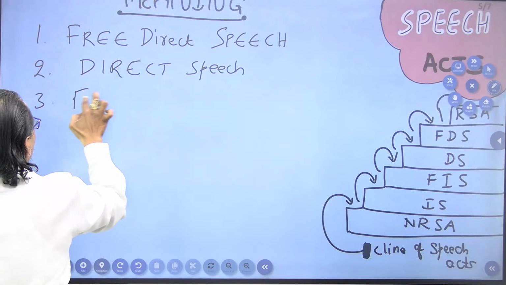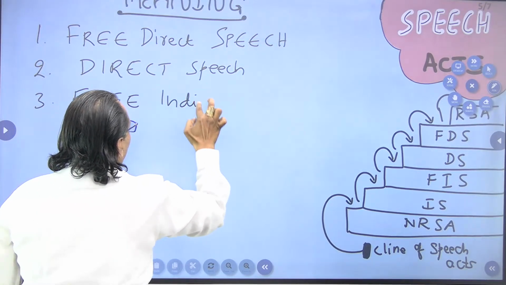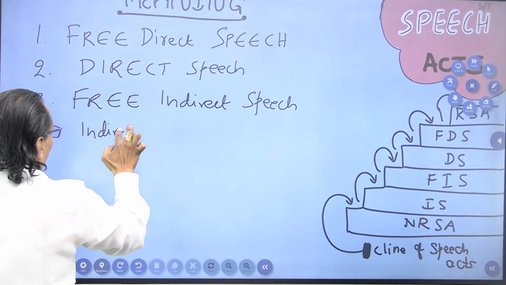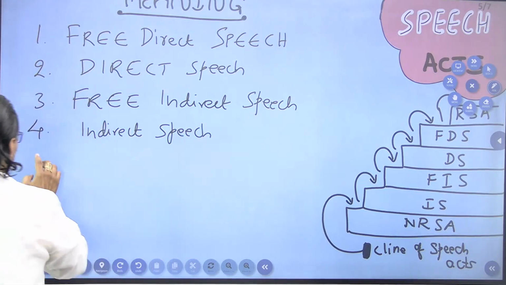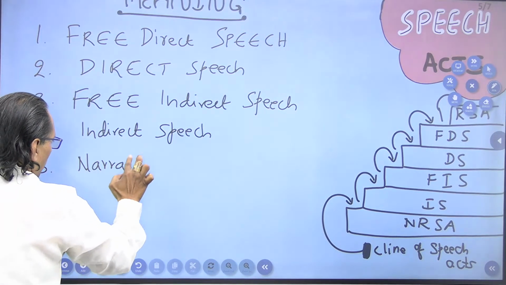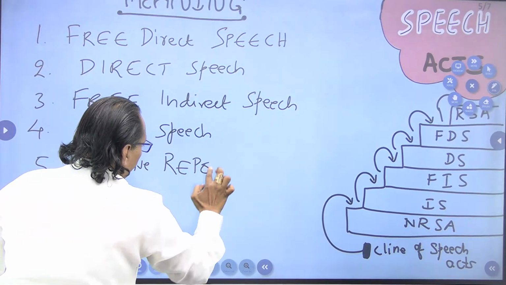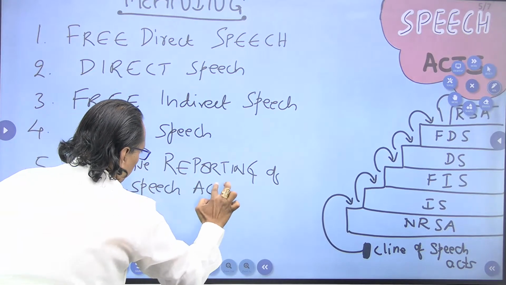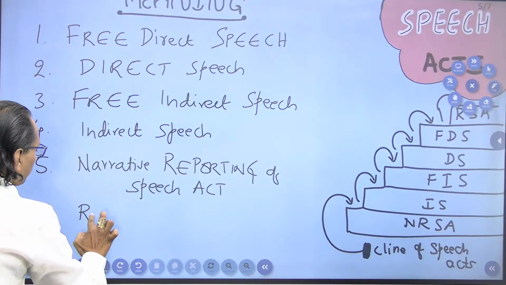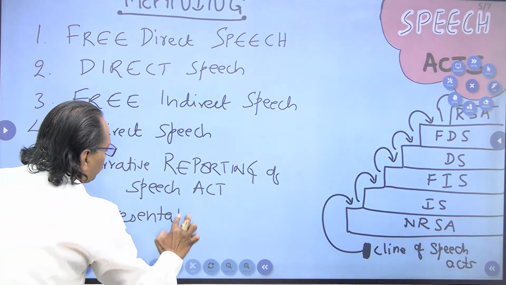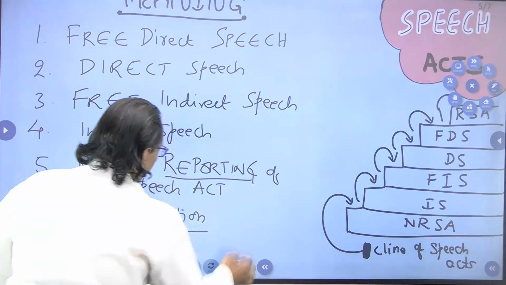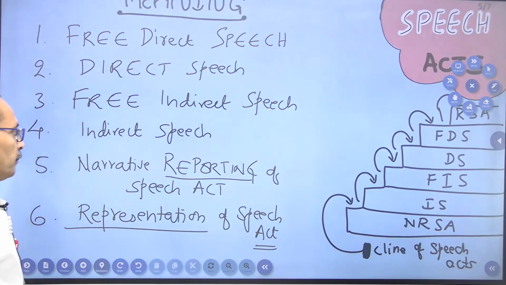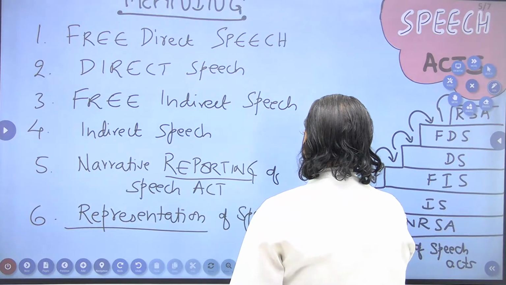The third one is free indirect speech. And the fourth one is indirect speech. And the fifth one, narrative reporting of speech act. And then the sixth one, representation. Please look at the word. R stands for representation. Here R stands for reporting. Representation of speech thought, speech act, where you have only the present.